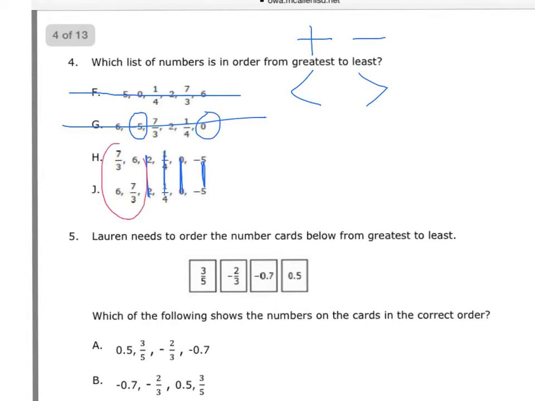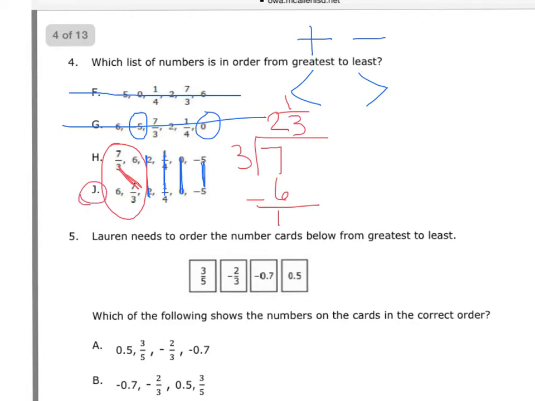But these two right here, I need to figure out which one is the greatest one, and that will be first. Is 7/3 bigger or is 6 bigger? And how do we figure that out? We need to use TIBO to see what 7/3 equals. 7/3 TIBO, top in the box, bottom out, and that equals 2 and 1/3. Now, 2 and 1/3 is definitely smaller than 6. So my answer would be J.